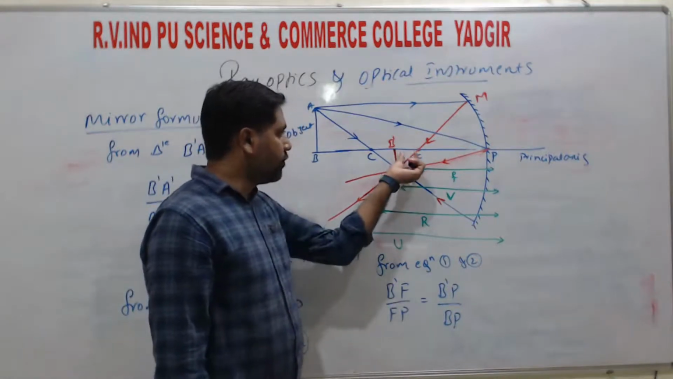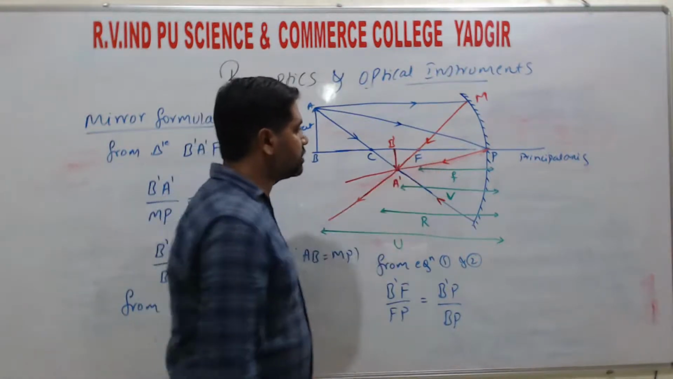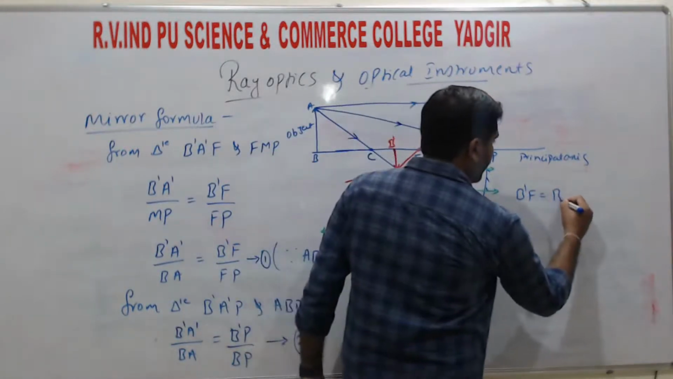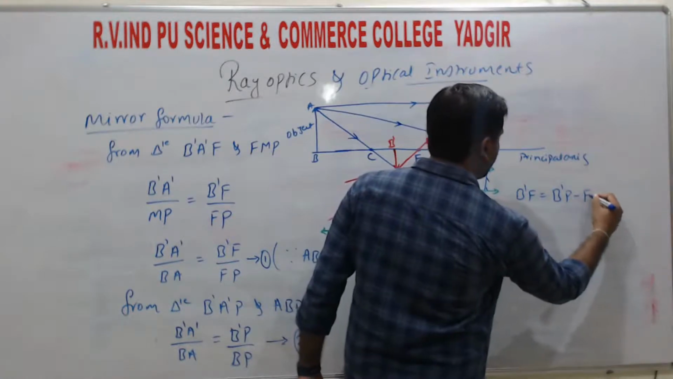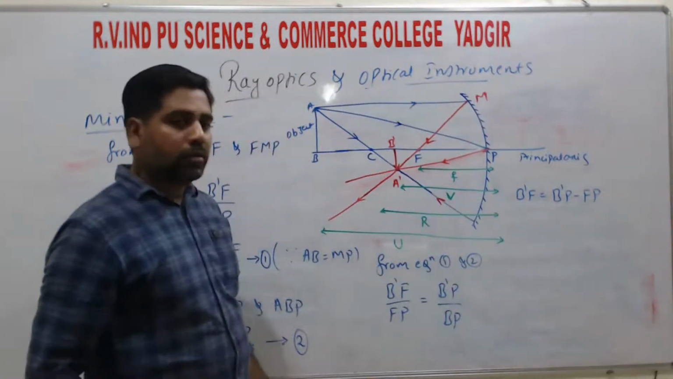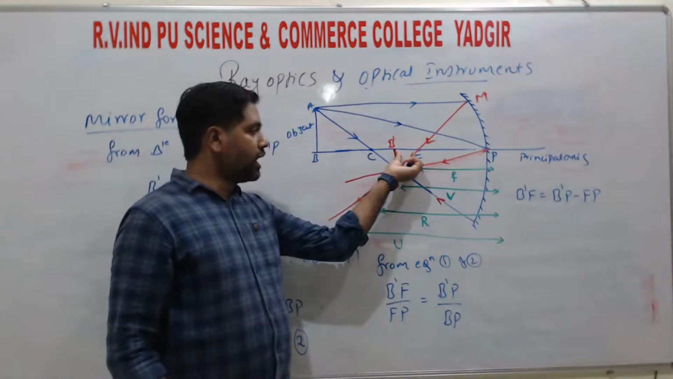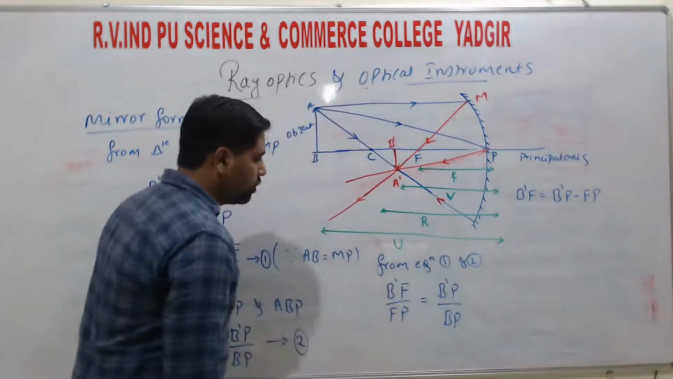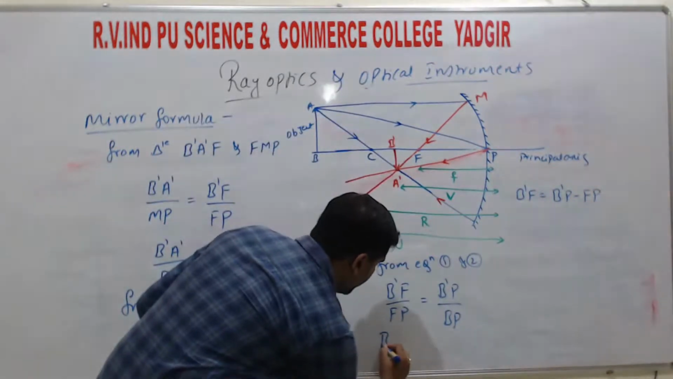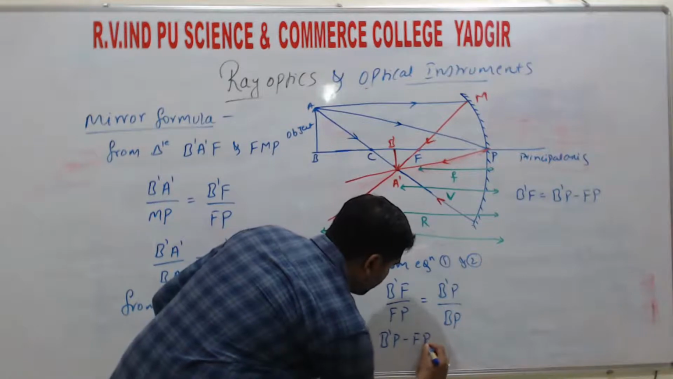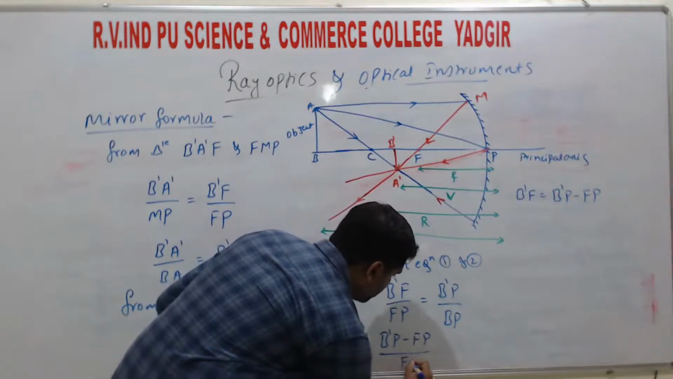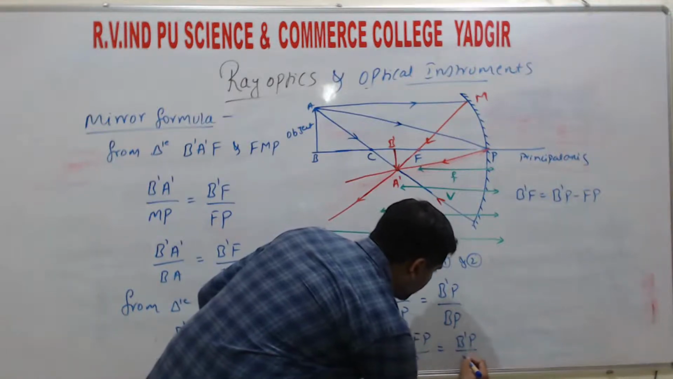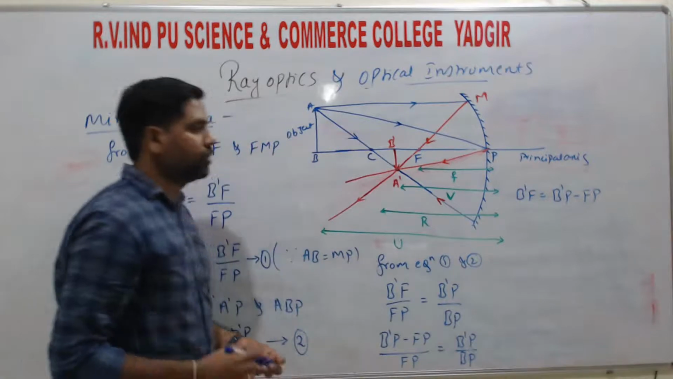Next, the distance B dash F can be written as B dash P minus FP. So if we substitute, B dash P minus FP, whole divided by FP, is equal to B dash P divided by BP.